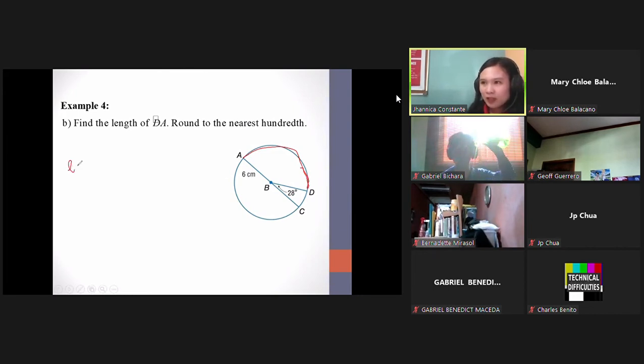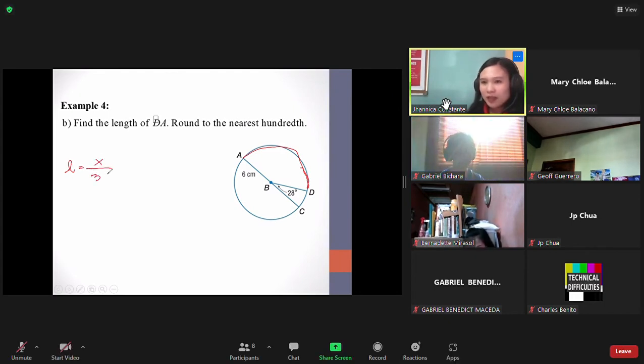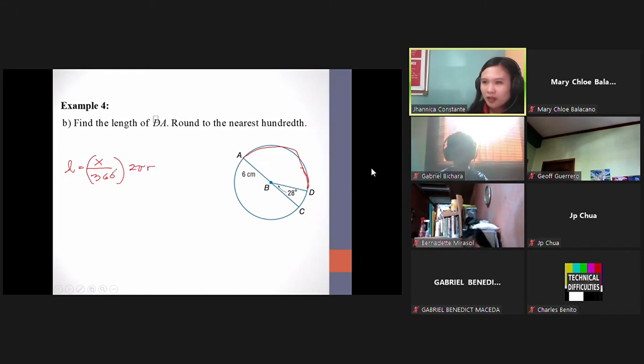So the length of the arc is equal to the central angle divided by 360 times the circumference, or times 2 pi r. The central angle of the arc that you're going to solve is unknown. Kailangan isolve muna kung ano ang measurement ng central angle with the arc that you're going to have.